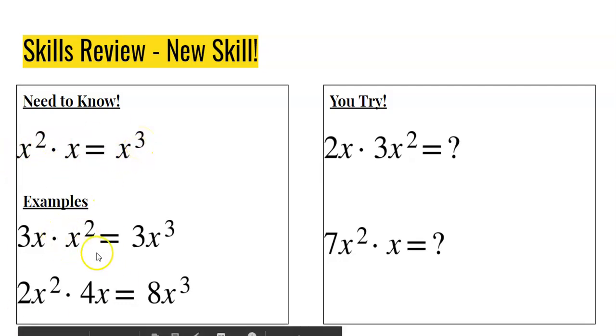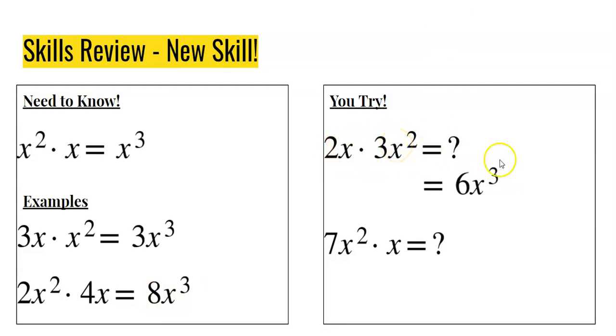So here are some examples. 3x times x squared. Same idea, number by number. Since we only have one number, we keep that same number. Variable by variable, x times x squared. Well, we just said it's x cubed. So this is 3x cubed. Same thing here, number by number, 2 times 4 is 8. x squared times x is x cubed. So now you try, what is 2x times 3x squared? Well, we're going to do number by number and variable by variable. That should give us 6x cubed. 2 times 3 is 6, x times x squared is x cubed.